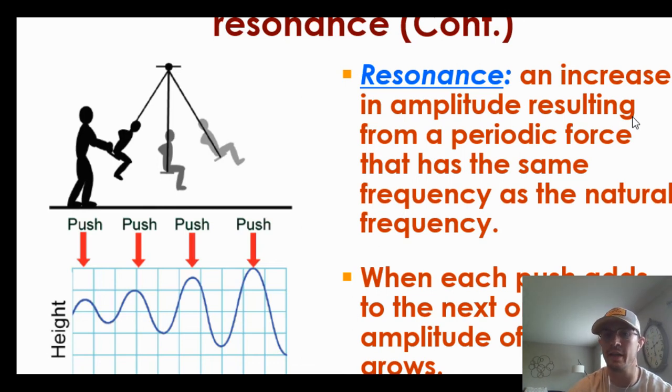Resonance is an increase in amplitude resulting from a periodic force that has the same frequency as the natural frequency. So when I'm pushing my son on the swing and I keep pushing and pushing and pushing, he gets higher and higher and higher, right? His amplitude increases. And that's what this graph shows. Okay? We push right here, goes down, and comes back up, and we push again and it goes down and comes back up, and we push again and it goes down, right? So as long as we apply that push at the right time, the same time every cycle, that periodic force, the force matches the natural frequency, we may get an increase in amplitude, which is called resonance.